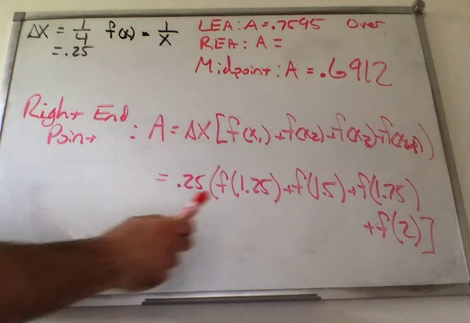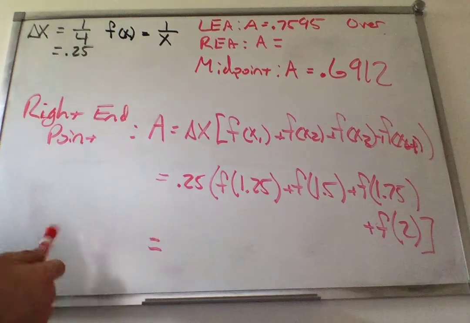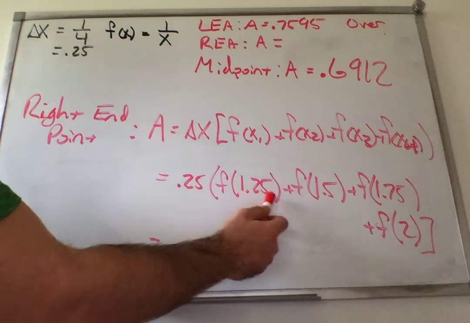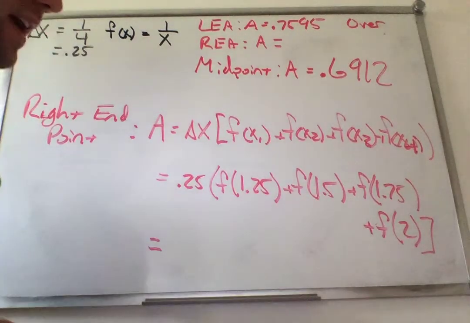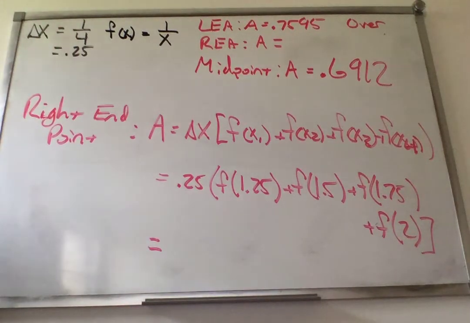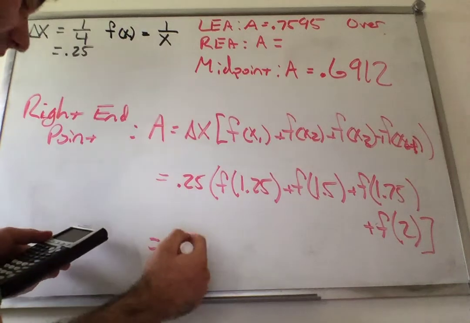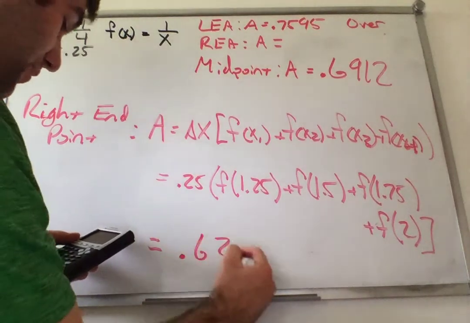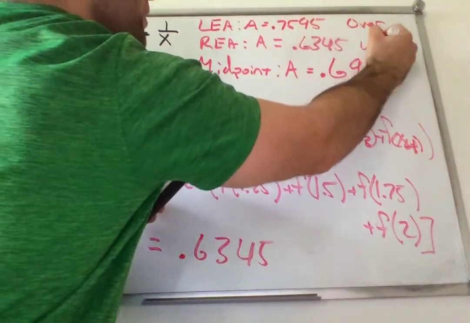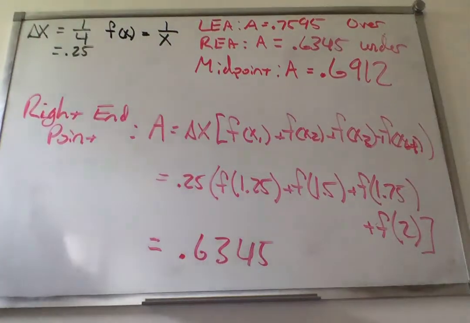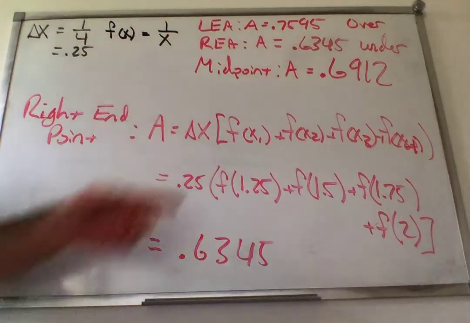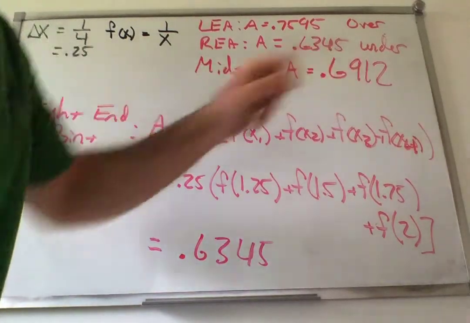Okay, so this is how we calculated the right endpoint approximation. This was the right endpoint, 1.25 for the first rectangle, then 1.5 for the second, 1.75 for the third, and 2 for the fourth rectangle. So then I redid it, and I get 0.6345. There we go. That's a number we would better expect since the midpoint area was 0.6912.